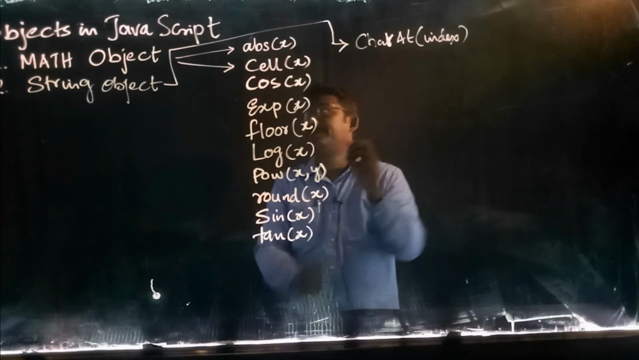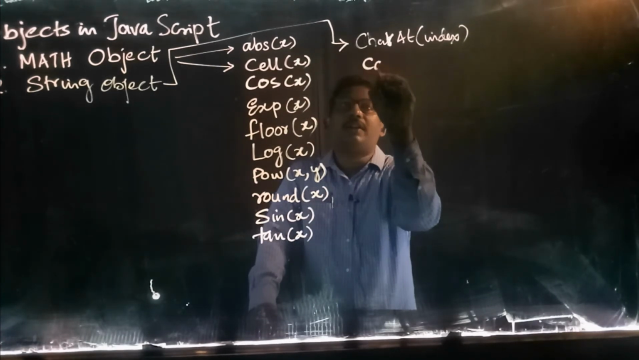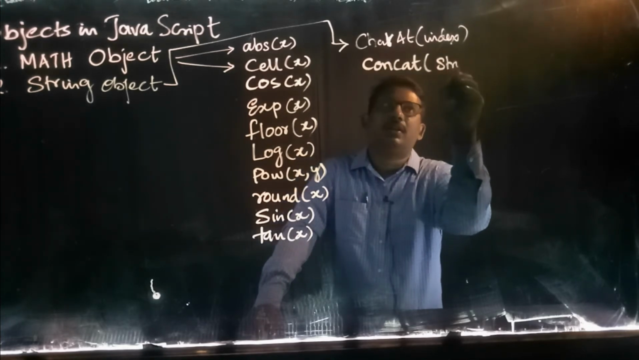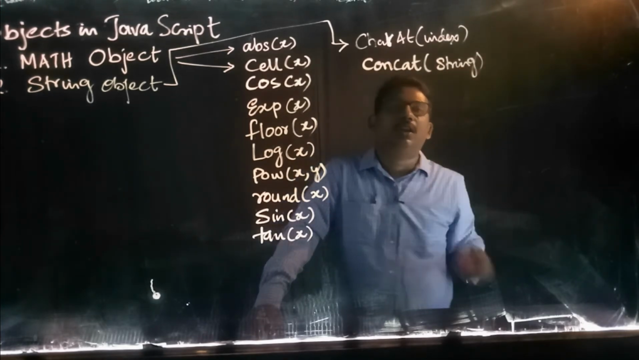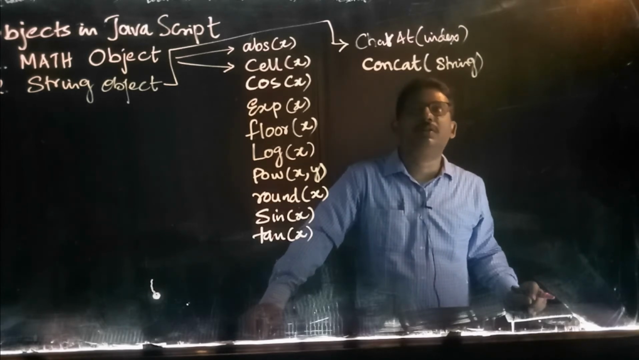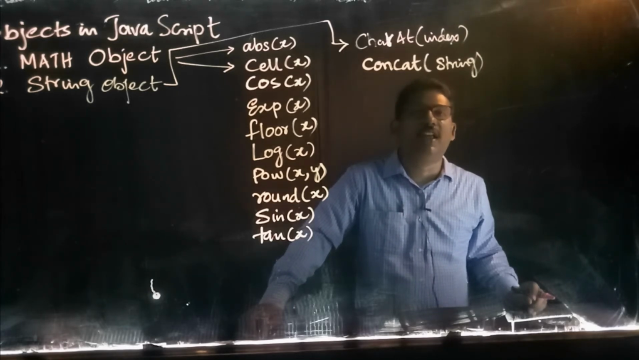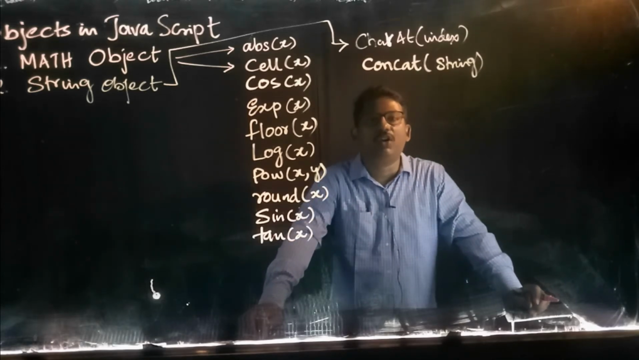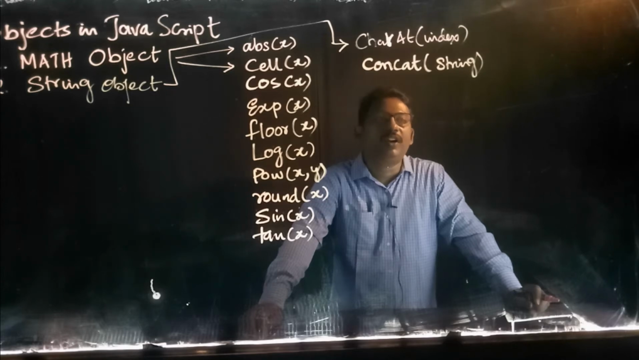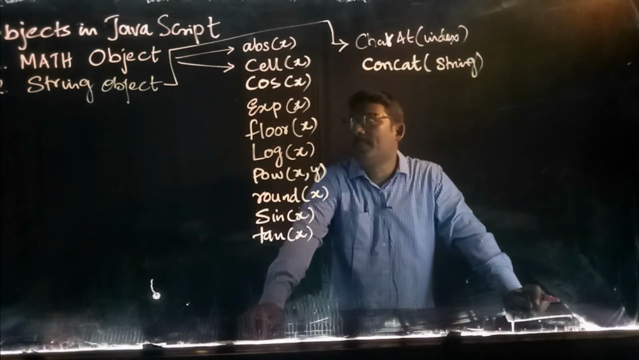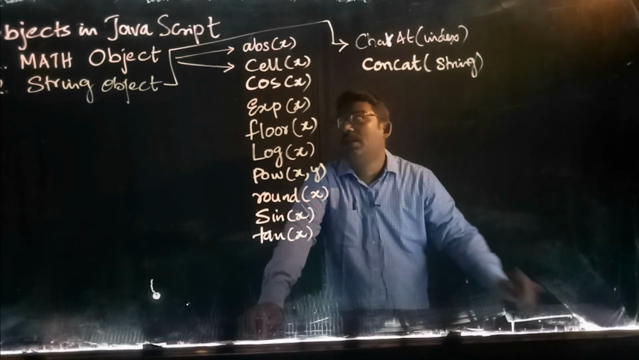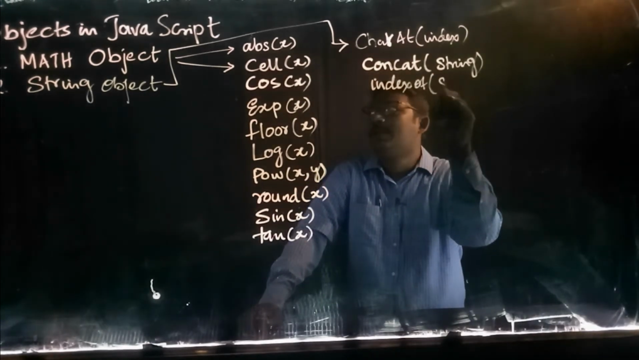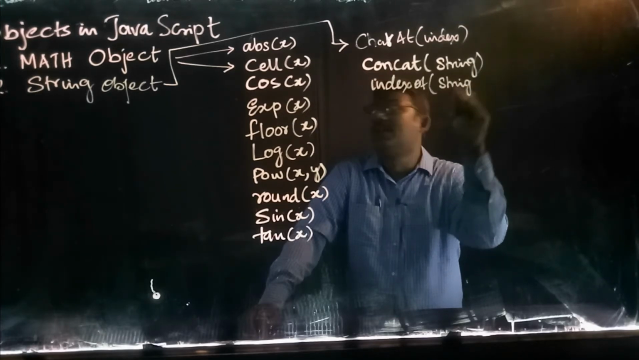Next comes concat, concat of a string. Here you can club two different strings into one particular string, that is known as concatenation. This is a string function where you are going to concatenate two different strings into one particular string. Then comes index of string.